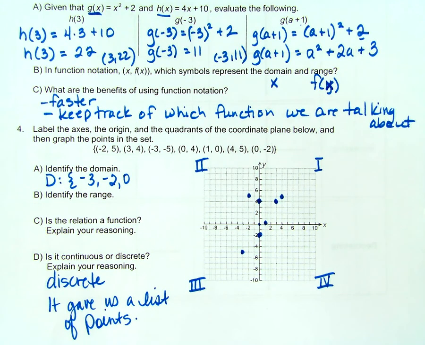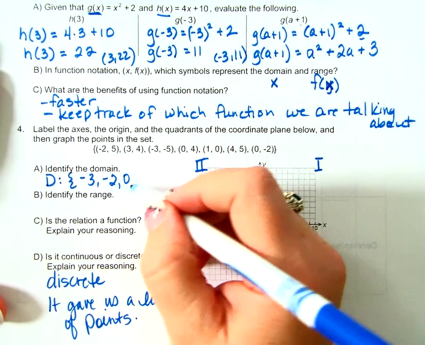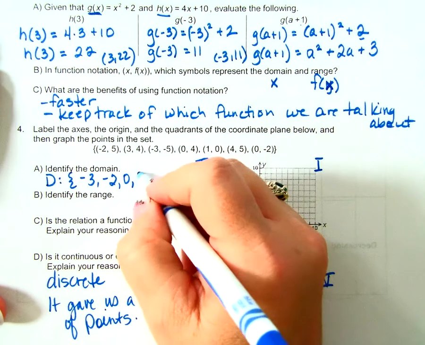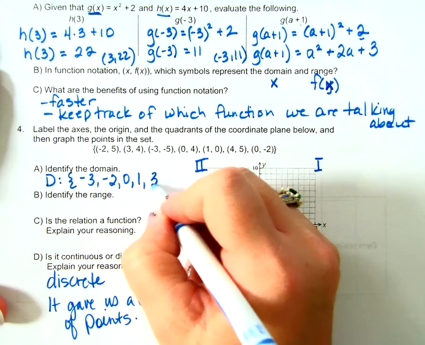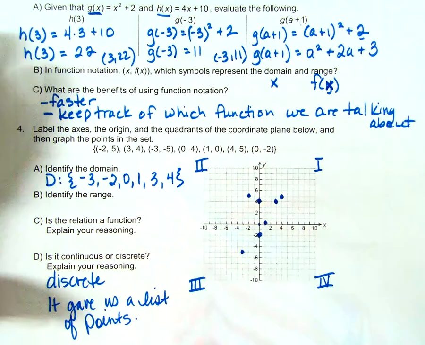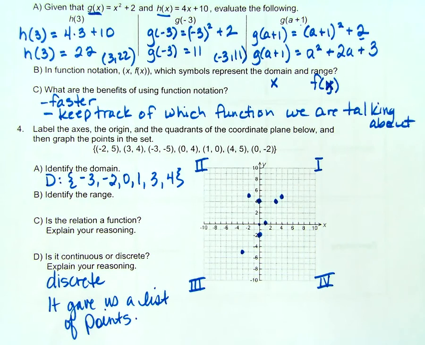I'd like you to know why. Why do we use function notation? Because it's faster. Do we need to write both of them down? It's not necessary. It's repetitive. So -3, -2, 0, 1, 3, 4. Done. Another pretty bracket. Pretend mine are pretty. Questions about the domain? Excellent. Okay. Range.